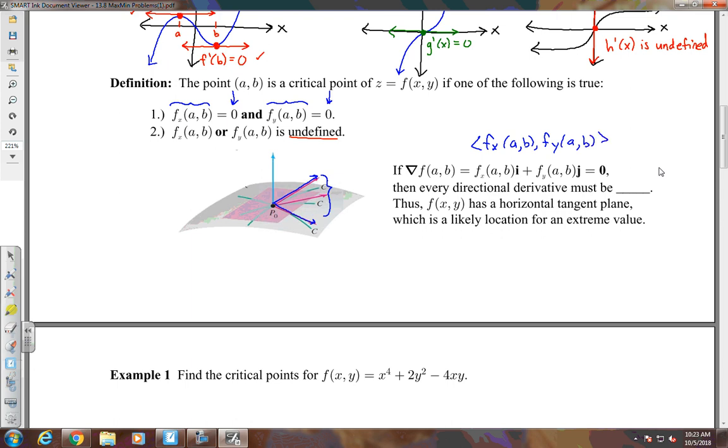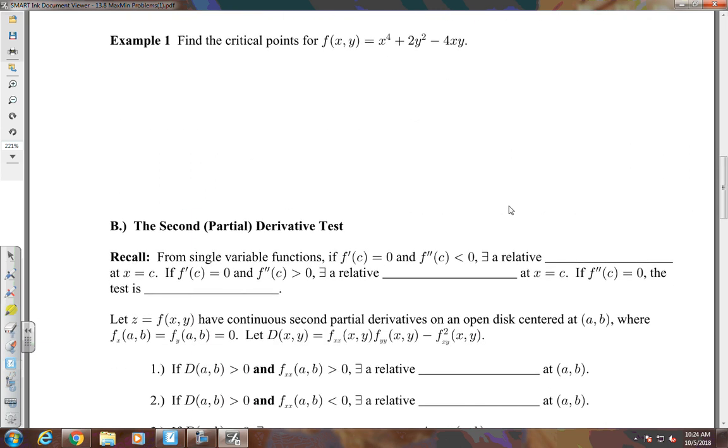If the gradient is equal to 0, notice that is the 0 vector, then every directional derivative must also be 0. So again, if the slope in the east direction is 0, the slope in the north direction is 0, and we were looking at a continuous surface, then every direction will have a slope of 0. If every direction has a slope of 0, then the plane tangent to the surface at that point will be horizontal. Okay? So at this point, what you should understand, we are going to be finding critical points first. Those will be the only locations where we will search for maximums, minimums, or saddle points.